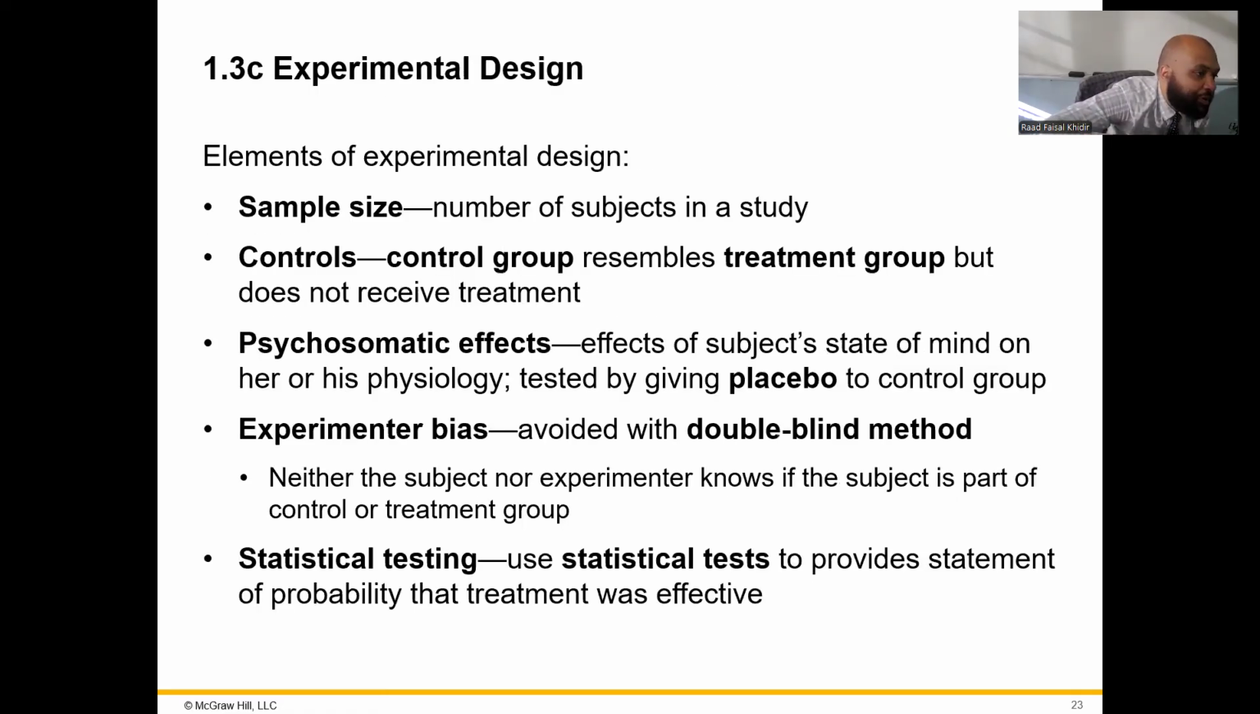Then we should have an experimental design. The experimental design must have elements. There is a sample size. The sample size is the number of subjects in a study.